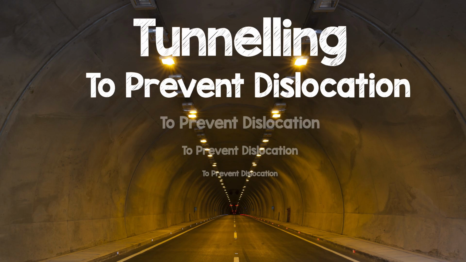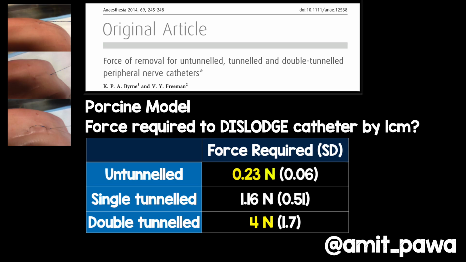And by far the most important thing that came up from a lot of people is talking about tunneling the catheters to prevent dislocation. Now, this study here was a porcine model, and they looked at how much force was required to dislodge a catheter. And clearly, tunneling a catheter meant that a much greater force was required to dislodge the catheter. Yes, this is in a porcine model, but it gives you an idea.